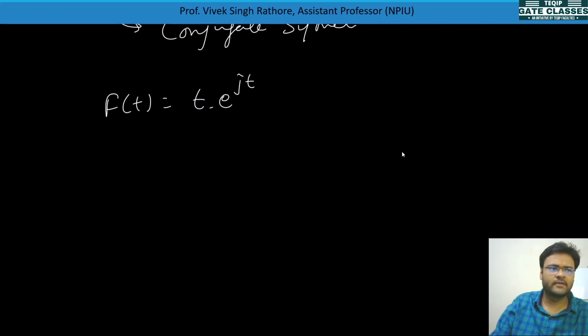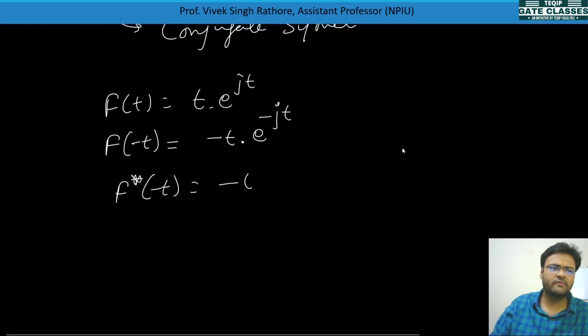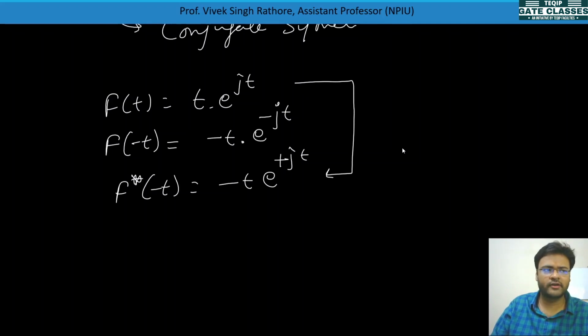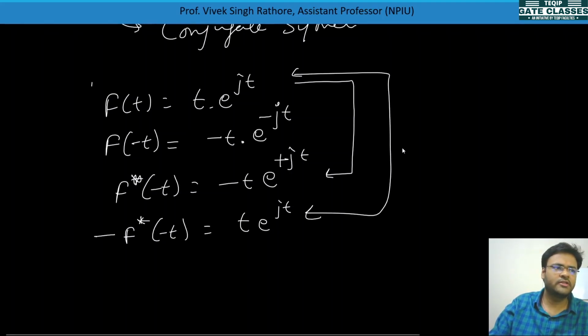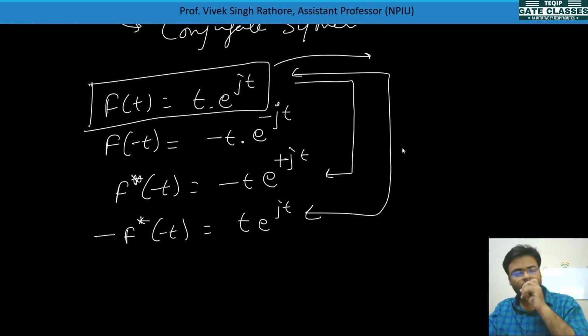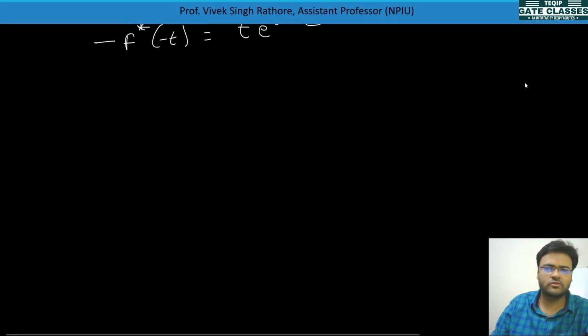Now let's see another signal, f of t equal to t into e to the power jt. To get f of minus t, we write minus t into e to the power minus jt. Wherever t was there, it is replaced by minus t. For the conjugate of f of minus t, minus t remains the same, and e to the power wherever j is there we reverse, so it becomes plus jt. Can you say that f of t is equal to the conjugate of f of minus t? No, it is not. But the conjugate of f of minus t gives minus t into e to the power jt, which is minus f of t. So this signal is an odd conjugate signal, or conjugate antisymmetric signal.